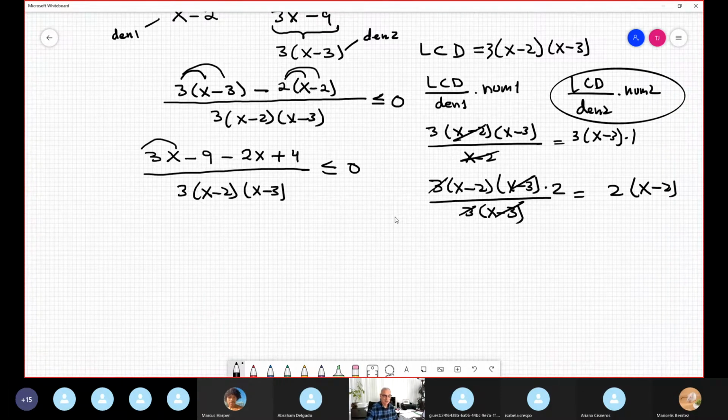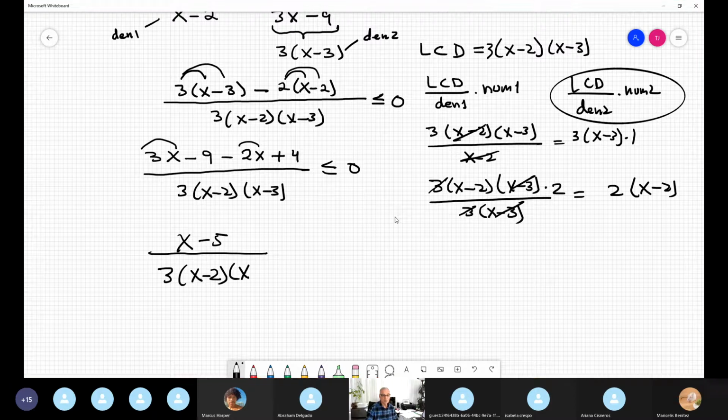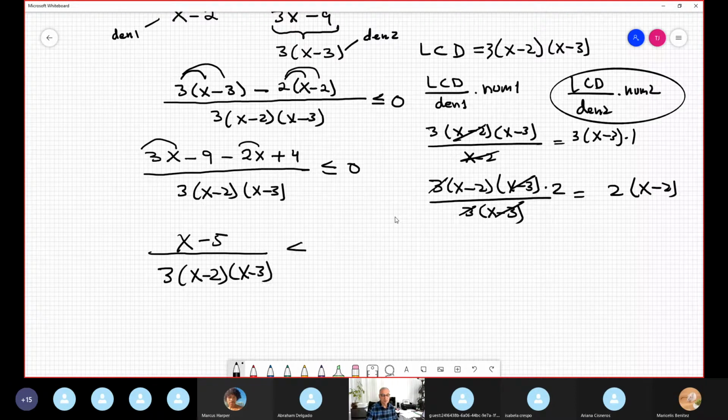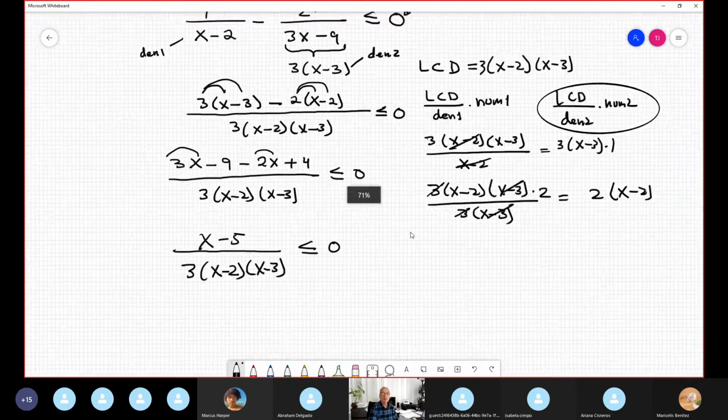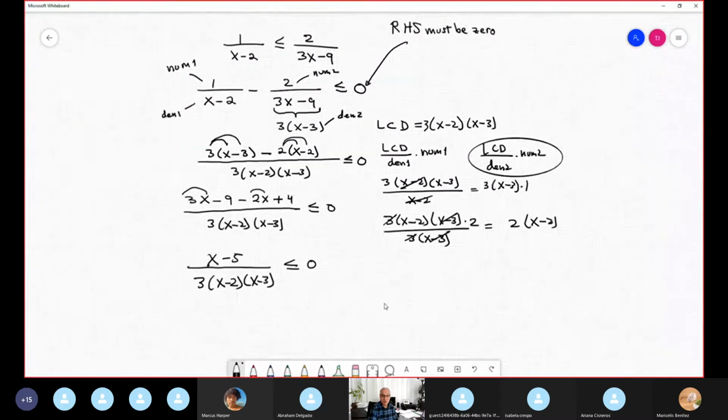3x minus 2x is 1x. And negative 9 and positive 4 is negative 5. Divided by (x minus 2)(x minus 3) less than or equal to 0. Everyone follow me so far? Was it confusing, complicated? This is the manipulation that I should do.